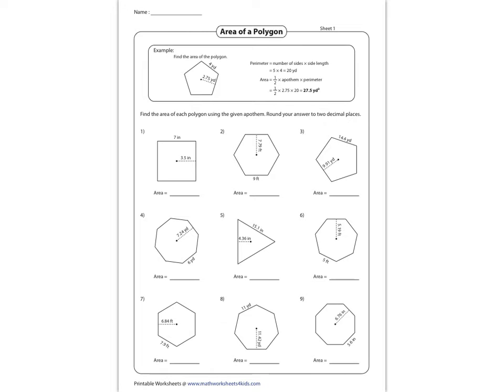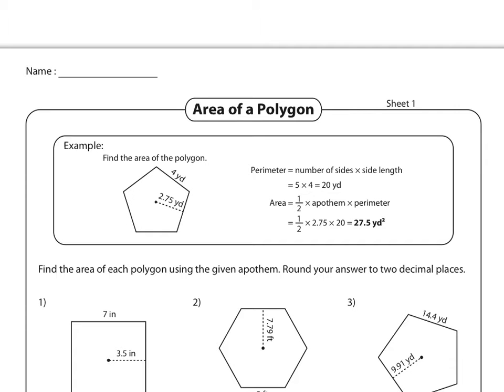So today we're using a short little worksheet from Math Worksheets for Kids to talk about how to find the area of regular polygons. And you can go download this worksheet at this website if you want to. I want to draw your attention to the top of the worksheet where we have a formula here. It says that the area of a regular polygon is equal to 1/2 times the apothem times the perimeter.